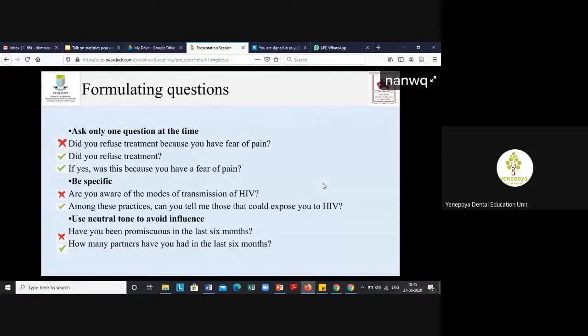The next point is to use a neutral tone to avoid influence. Now, 'how have you been promiscuous in the last 6 months?' Do not use such sentences. You can directly ask, how many partners have you had in the last 6 months? This is the best way to ask the question, so that it becomes easier for them to understand and answer your questions.